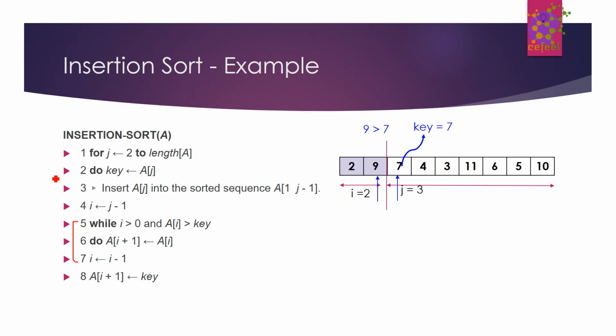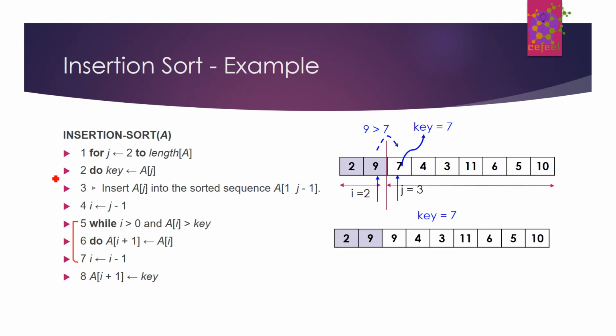So we push 9 towards 7 and we get this array. So now 9 will replace 7. Note, we have still not done anything with the key, but now we decrement i in step 7: i equals i minus 1. So i now points to the first item, which means i is 1. 2 minus 1 is 1.